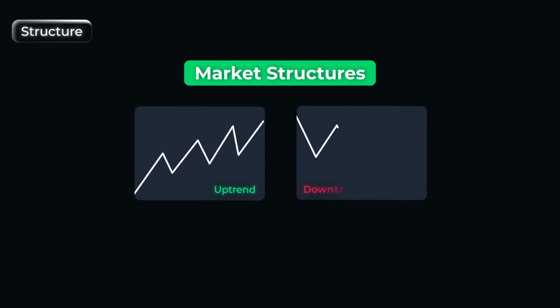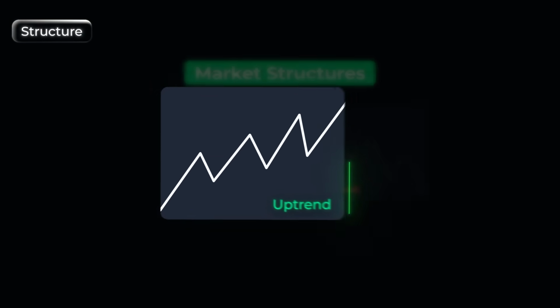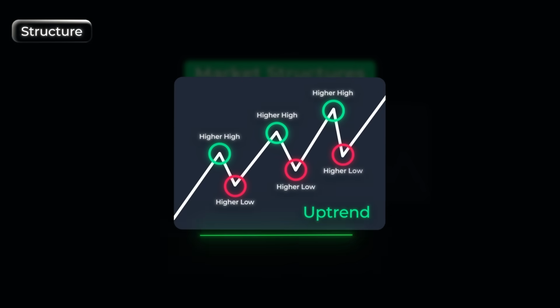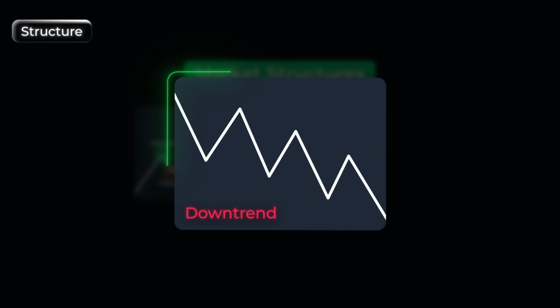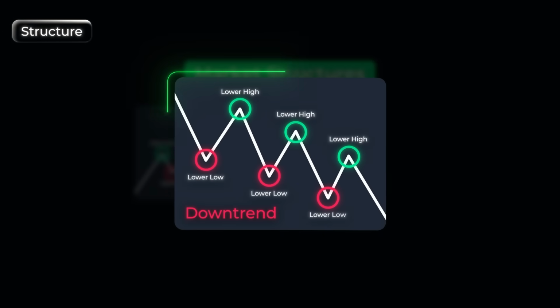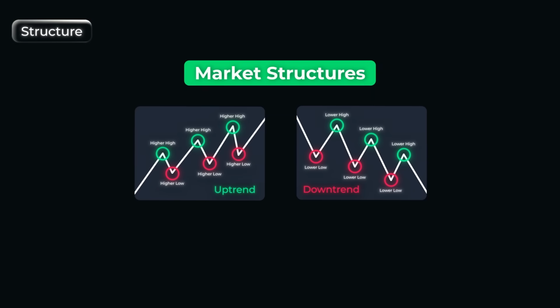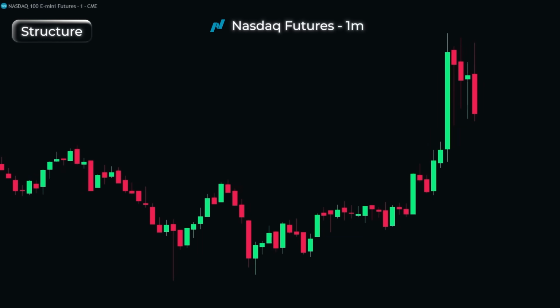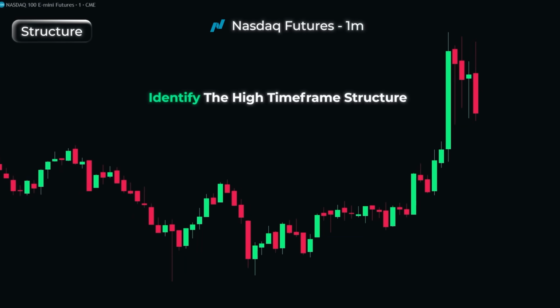Identifying the structure of a market is quite simple. In an uptrend structure, you will see price forming higher highs and higher lows. And in a downtrend structure, you will see price forming lower highs and lower lows. So let's look at a real example of this. Here, I'm on the NASDAQ futures chart. First, you want to start by identifying the high time frame structure.